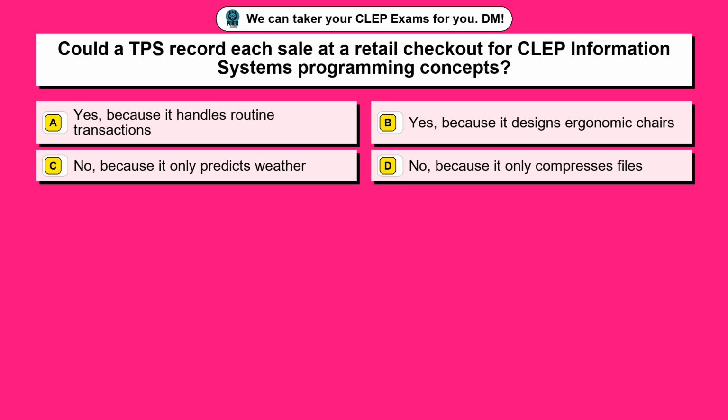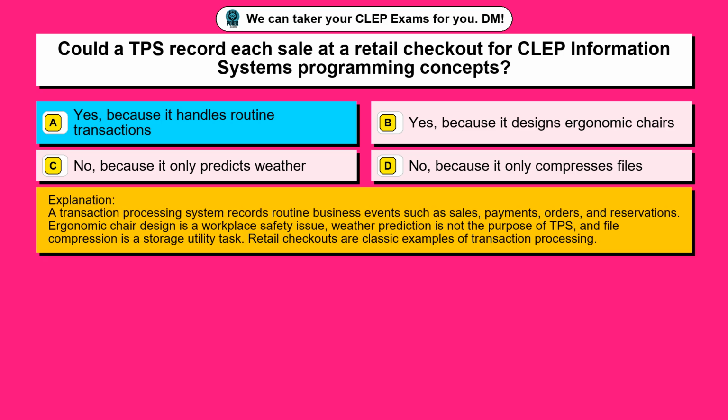Question 7. Could a TPS record each sale at a retail checkout for CLEP Information Systems programming concepts? Option A. Yes, because it handles routine transactions. Option B. Yes, because it designs ergonomic chairs. Option C. No, because it only predicts weather. Option D. No, because it only compresses files. The correct answer is option A. Yes, because it handles routine transactions.